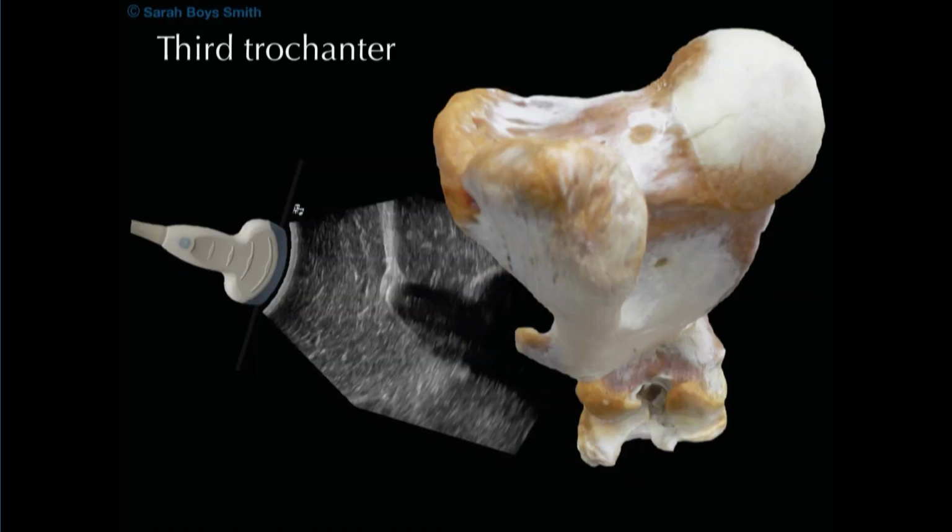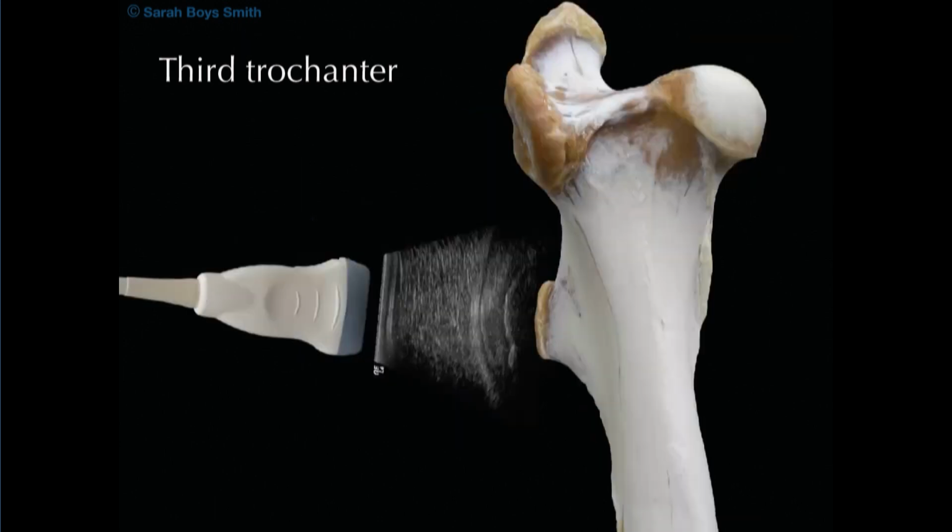Third trochanter fractures are again much more of a racehorse injury, to be honest with you. So we've got our bony prominence here, which is our third trochanter, and this is the attachment for our superficial gluteal. We can then use either the curvilinear or the linear probe for visualizing these ultrasonographically, and again, both in longitudinal and in transverse.